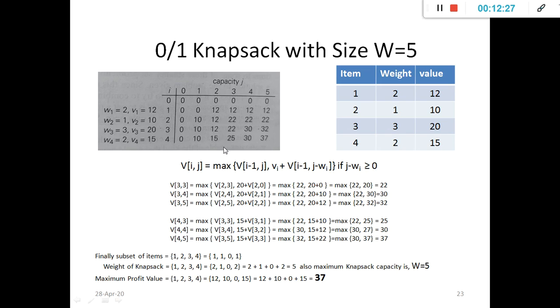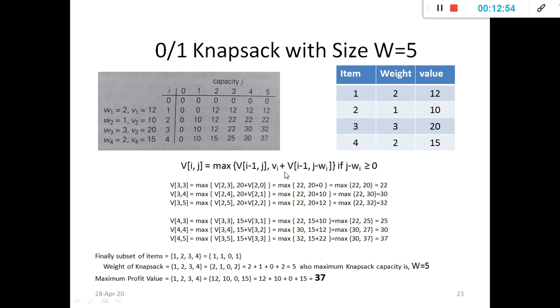Next you have to calculate the remaining values, that is 4 by 3, 4 by 4 and 4 by 5, using this formula. Let us see the value of 4 by 3 by applying this formula. The i value is 4 and the j value is 3. It is the max of v of 3 by 3 comma 15 plus v of 3 by 1.